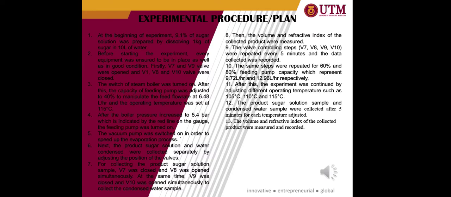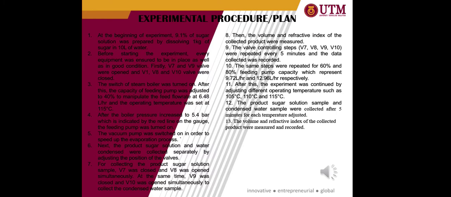Then we make sure every equipment is put in place as well as their conditions. And then we open the valves V7 and V9 and close the V1, V8 and V10 valves, and then switch on the steam boiler, after which the capacity of the feed pump is adjusted to 40% to manipulate the feed flow rate to about 6.48 liters per hour, and the operating temperature is set to 115 degrees Celsius.